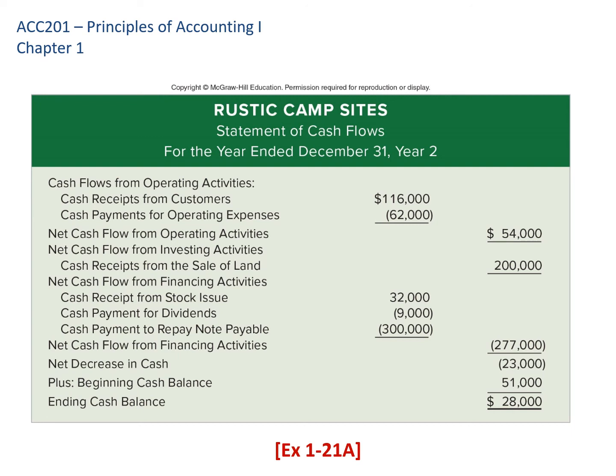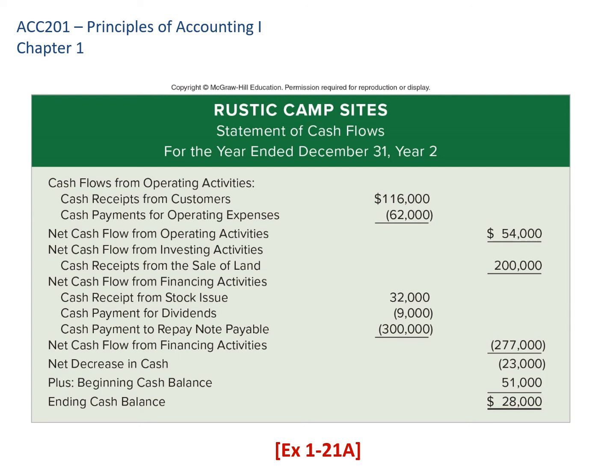So the information this provides is you might look at this company and say, wow, their cash went down by $23,000. That's not good. Well, let's look a little bit deeper. What happened here? For the core purpose of this company, which is renting out campsites, they generated $54,000 in cash. They generated another $200,000 by selling land they didn't need. And what did they do with that money? They paid back their shareholders some money and they reduced their debt. So this is overall a very good picture.